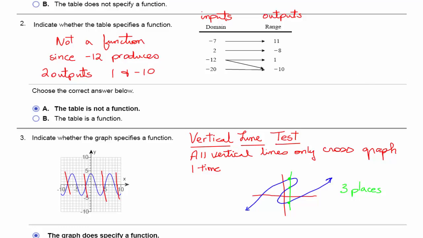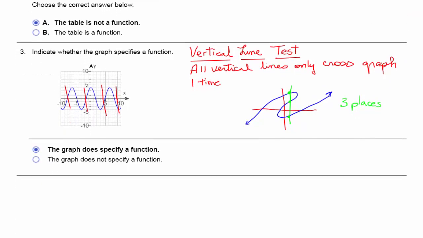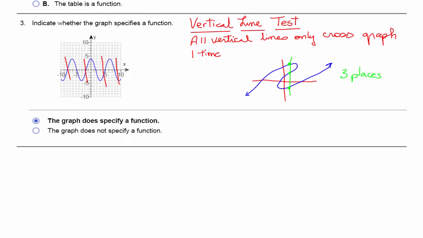In question 3, we have a graph, and they're going to ask us, is this the graph of a function? Well, how do we know? There's something called the vertical line test. Draw every possible vertical line. If each vertical line only crosses the graph in one place each time, then that is a function. If it crosses multiple times, then it's not a function.